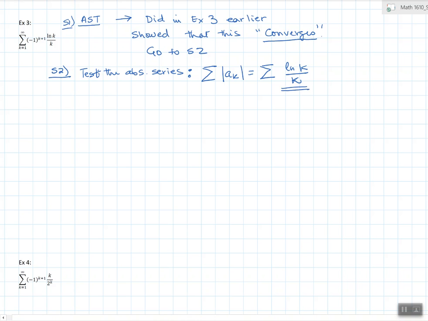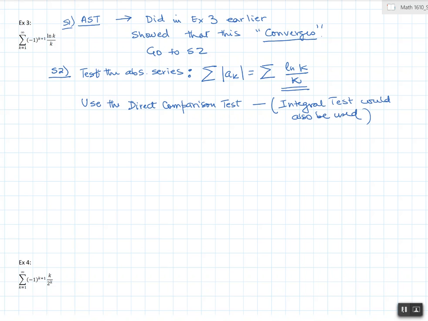So how do we test a series of this kind? Now, some of you may remember that we actually did see it. So the most convenient way to do it would be to use the direct comparison test. You could also use the integral test in this case. But we're going to use the direct comparison test.